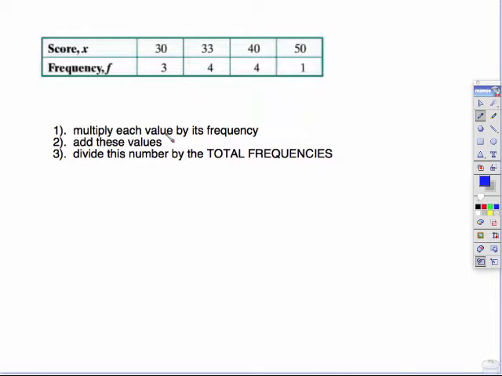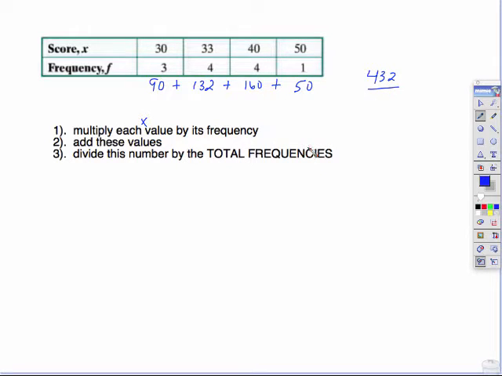Number 1, multiply each value, meaning each x value, by its frequency, like I did on the other screen. 30 times 3 is 90. 33 times 4 is 132. 40 times 4 is 160. 50 times 1 is 50. Then number 2 says add these values up. So all I have to do is add those up, which gives me 432.